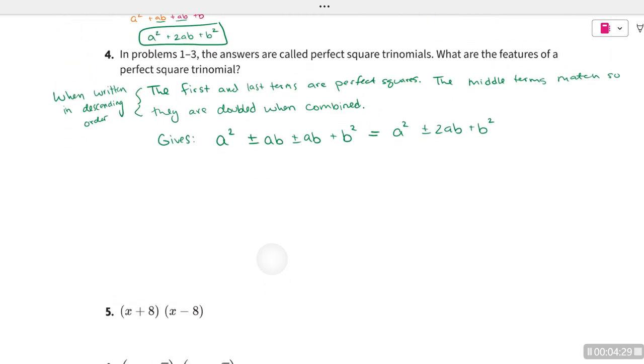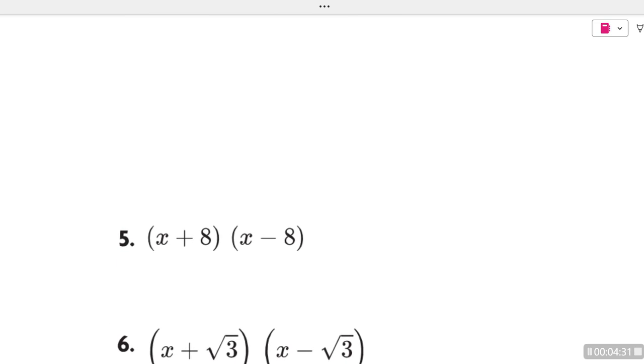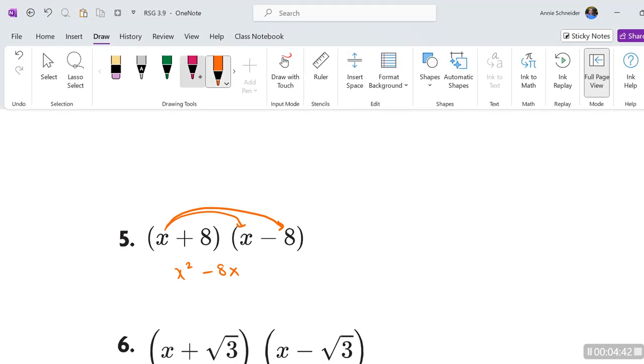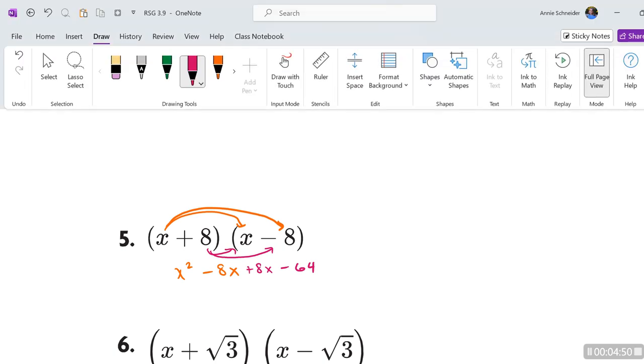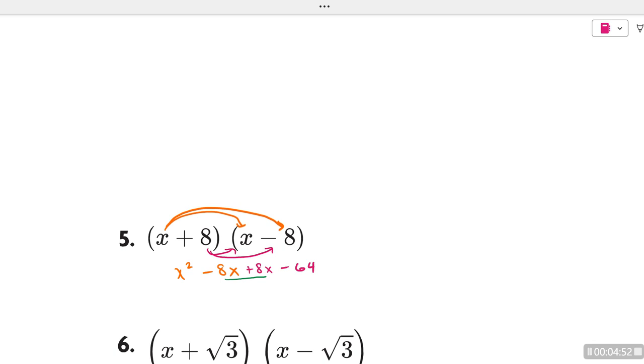Okay. So question 5, we're back to multiplying. So x times x is x squared. X times negative 8 is minus 8x. And then positive 8 times x is plus 8x. And 8 times negative 8 is minus 64. So let's combine our like terms. Negative 8x and positive 8x add to 0. So we're just left with x squared minus 64.